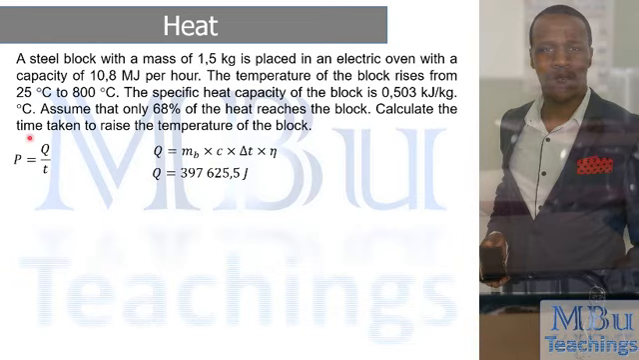Then we take that, put it there, take the power, which is 3,000, put it there, to find our time. That's what we can do next. Time is equal to Q over P, obviously. We just made time the subject of the formula there. So our Q is this one, 397,600.